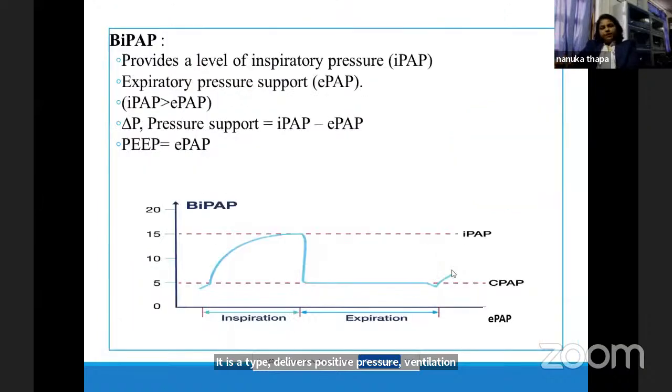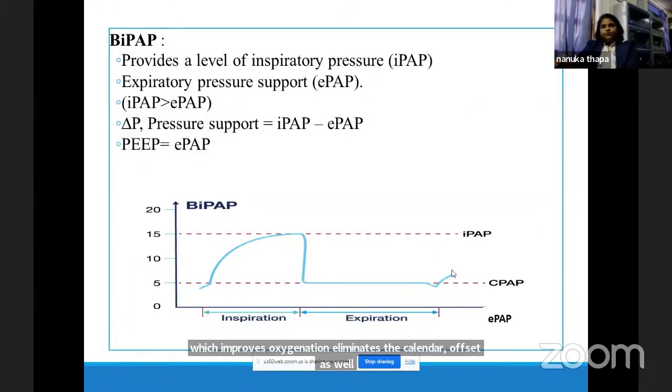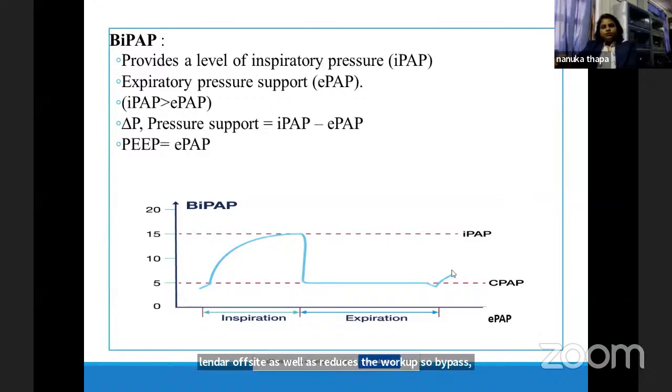BiPAP, as it is a bi-level system, provides positive pressure during the inspiratory phase as well as in the expiratory phase. Inspiratory pressure is known as the IPAP, and expiratory pressure support is known as the EPAP. Usually the IPAP is more than the EPAP, and the difference is the delta P, that is the pressure support, IPAP minus EPAP. EPAP is similar to that of PEEP.